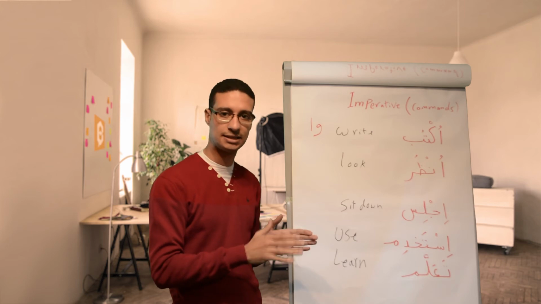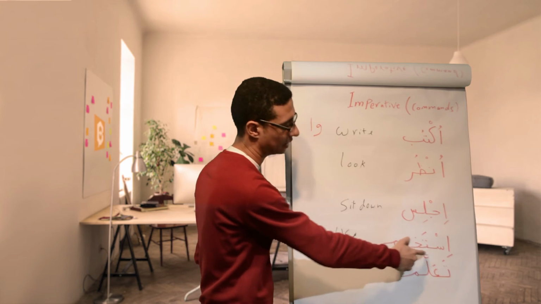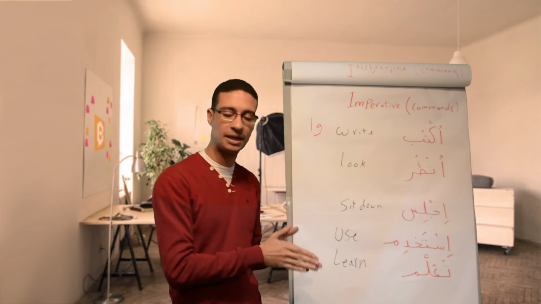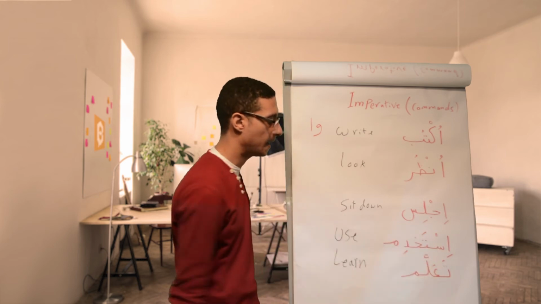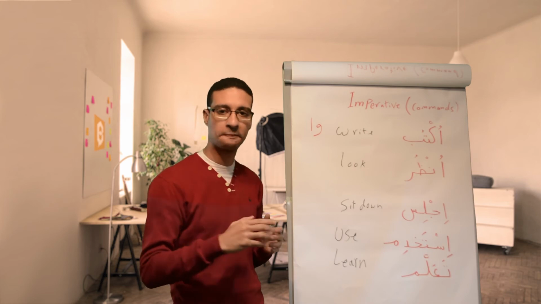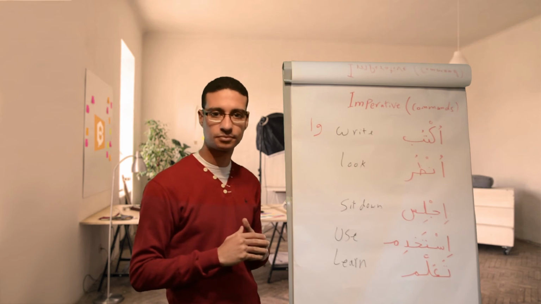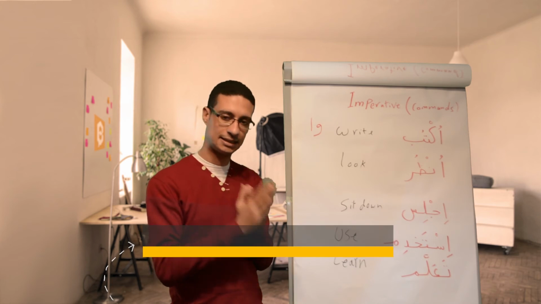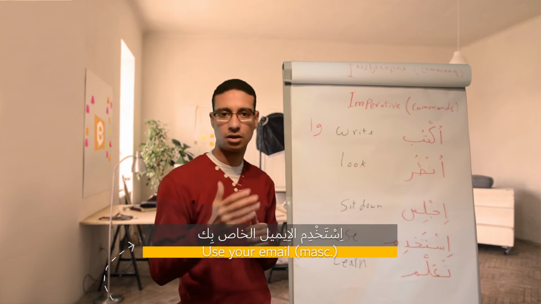Ijlis, ijlisi, ijlisu. For longer verbs like istakhdama, yastakhdim, we conjugate the verb in the present tense, and we remove the ya, and then we put an alif with kasra. So استخدم, use. مثلا استخدم التليفون, use the phone. استخدم التليفون. استخدم الإيميل الخاص بك.